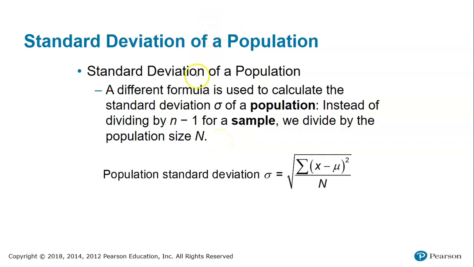Okay, just a comment here. We really don't work with populations that much just because populations are usually large enough that we're going to pull a sample and work with that. But if by some chance we were working with a population, then your standard deviation you would take and divide it by this capital N. And capital N is the population size.